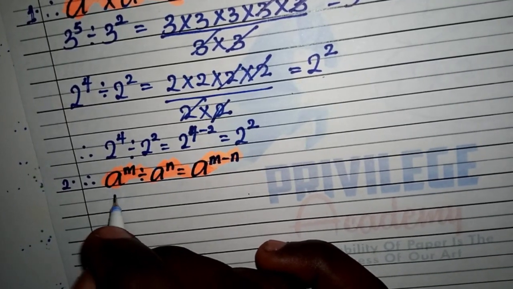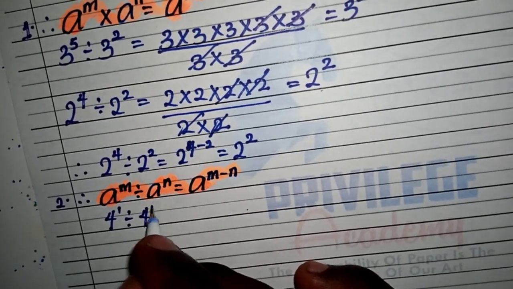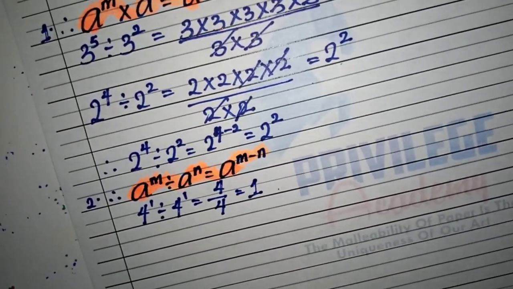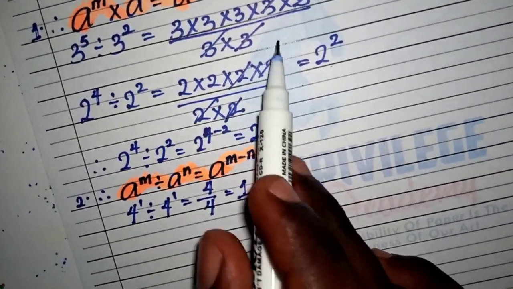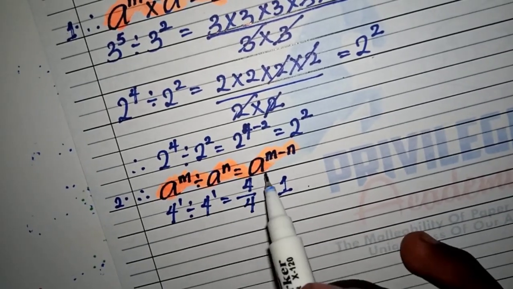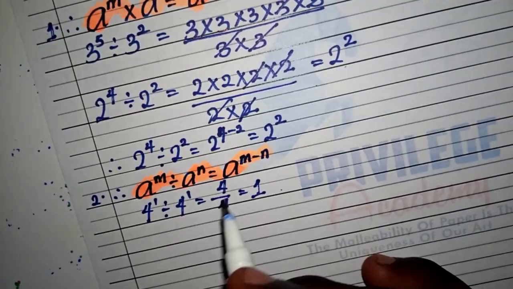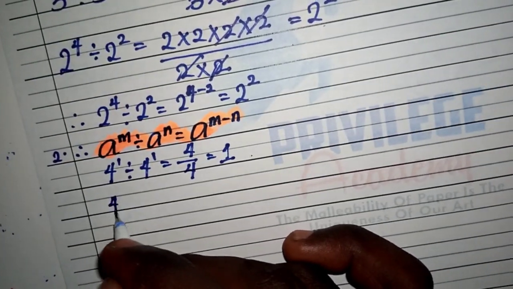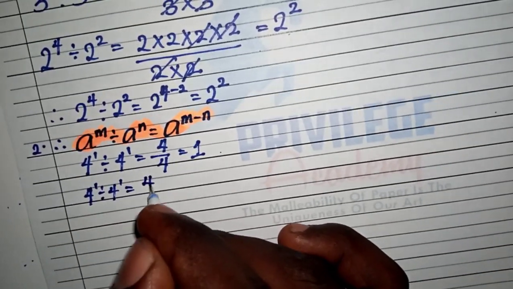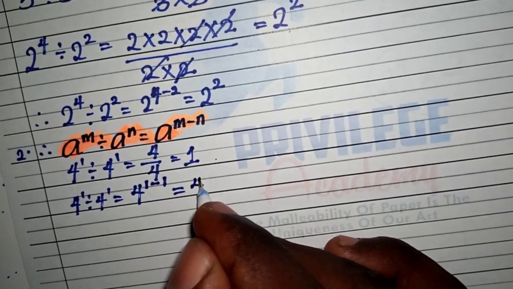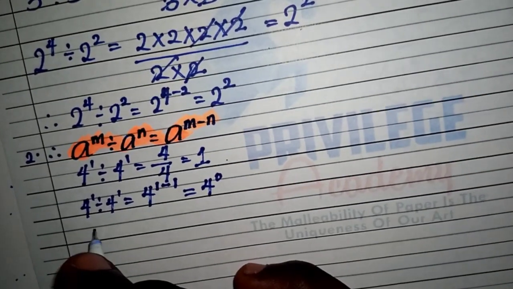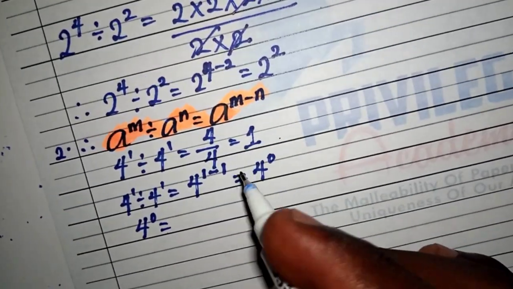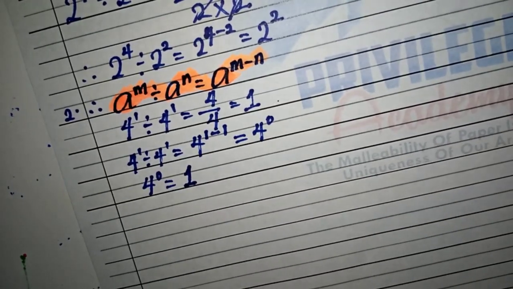Now, let's look at a case whereby I have 4 to the power of 1 divided by 4 to the power of 1. This is simply 4 divided by 4, which is 1. If you agree with me that whatever I solve with this method, this particular generalization of the second law can solve as well, and the answer will be the same. So, if that should be the case, I can say 4 to the power of 1 divided by 4 to the power of 1 is the same thing as saying 4 to the power of 1 minus 1, equal to 4 to the power of 0. But I don't know the value of 4 to the power of 0, but I know the value of this will be equivalent to this. So since this one is equal to 1, it means 4 to the power of 0 is also 1.